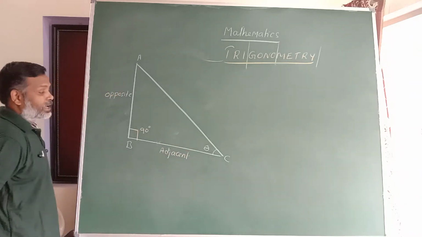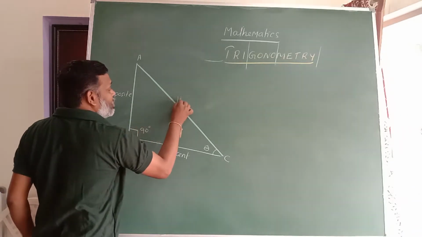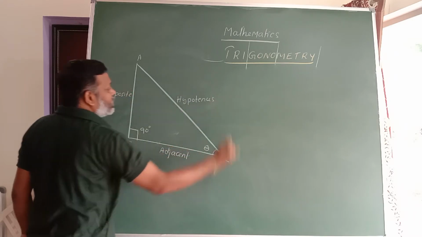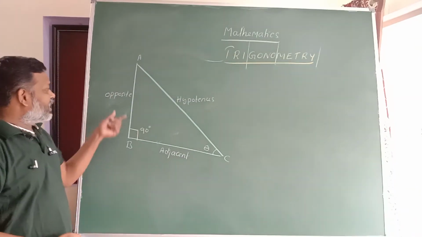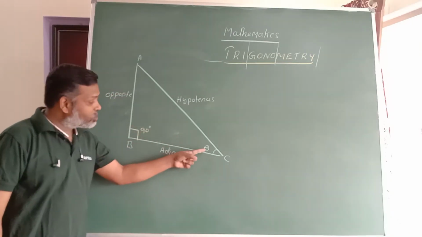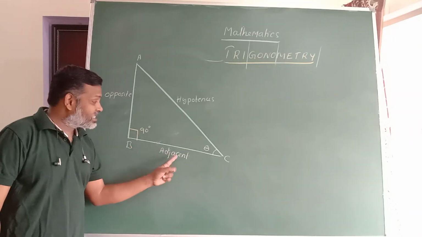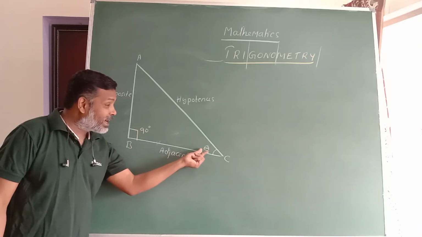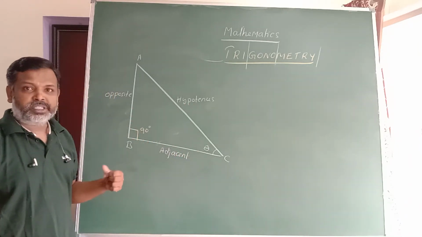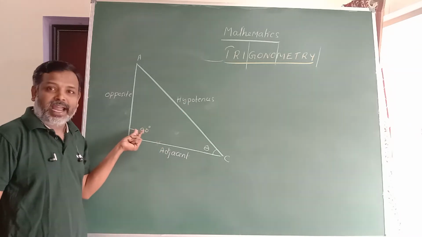And a very important thing is, the side which is opposite to 90 degrees is called the hypotenuse. Just have a look at this. Define opposite side: the opposite side is the side which is opposite to the acute angle theta. What is adjacent? The side which is adjacent to the acute angle theta is called the adjacent side. And what do you mean by hypotenuse? Hypotenuse is the side which is exactly opposite to the right angle.